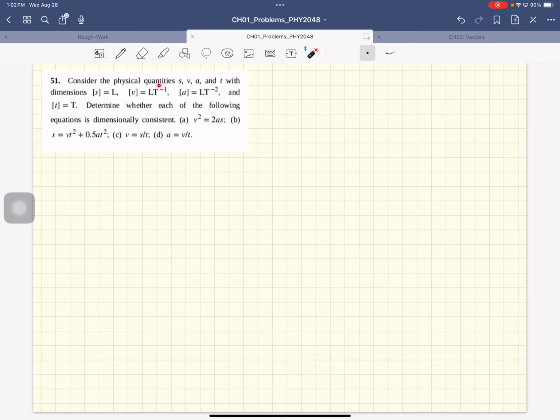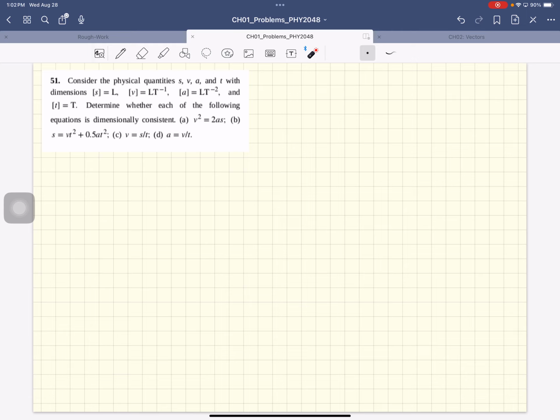So this problem says, consider the physical quantities S, V, A, and T, which stand for distance, velocity, acceleration, and time, with dimensions. Distance has dimensions of length. Velocity has dimensions of length over time. When you write a square bracket around a variable, you're asking for its dimensions. Acceleration has dimensions of length over time squared, and so on.